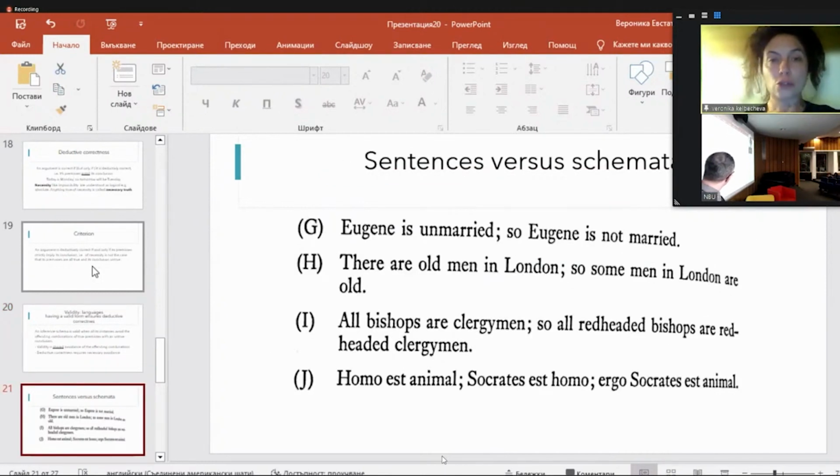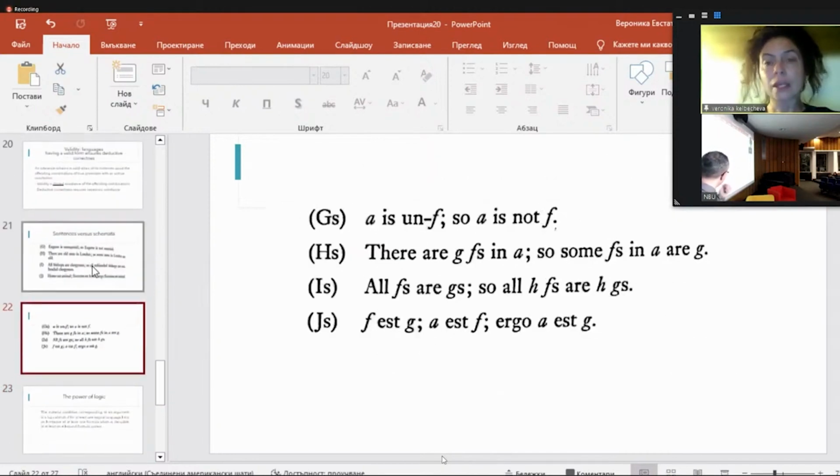And here, just to illustrate sentences versus schemata: Eugene is unmarried, so Eugene is not married. There are old men in London, so some men in London are old. All bishops are clergymen, so red-headed bishops are red-headed clergymen. Homo est animal, Socrates est homo, ergo Socrates est animal. And here you see the same sentences illustrated by the symbolic letters Kirwan introduces.